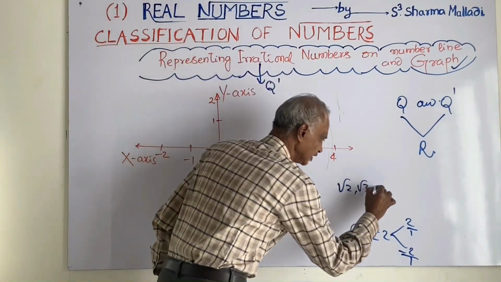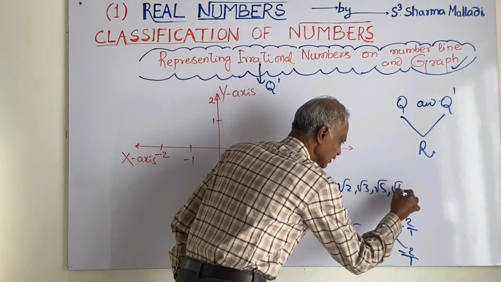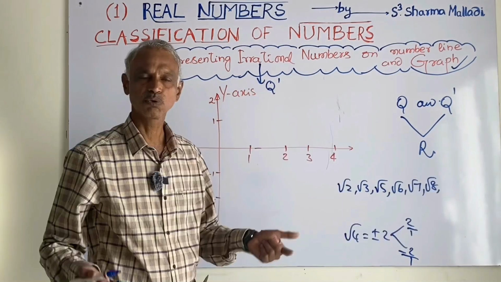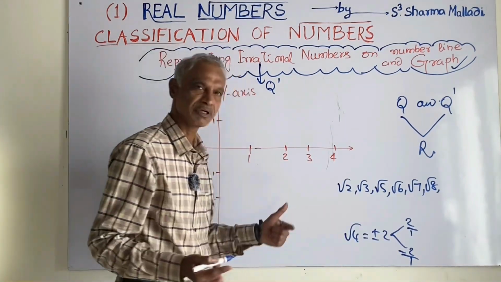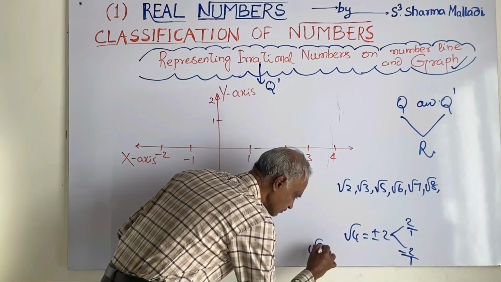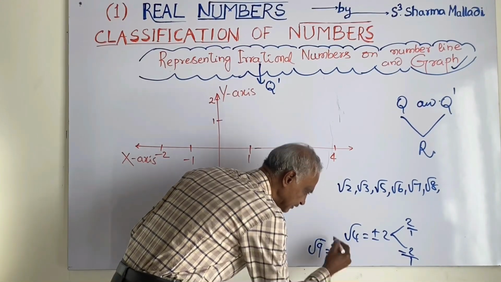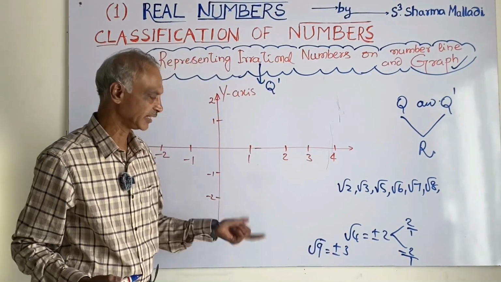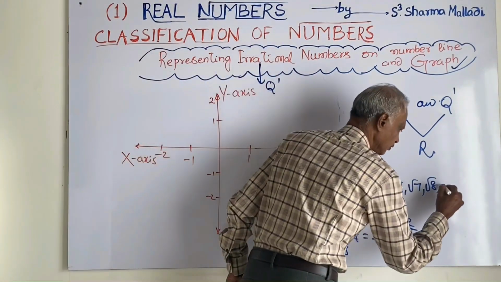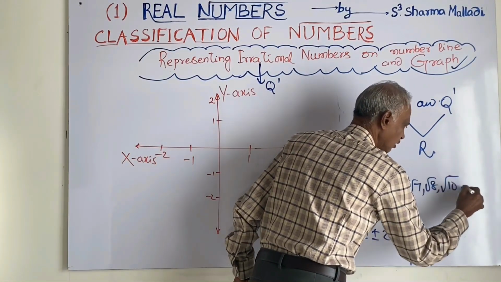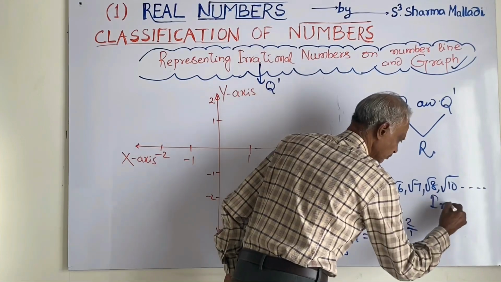Root 2, root 3, root 5, root 6, root 7. Root 9 is not an irrational number. It is a rational number, because it can be written as plus or minus 3, 3 by 1, minus 3 by 1. They are rational numbers. Root 8, root 10: these are all irrational numbers.